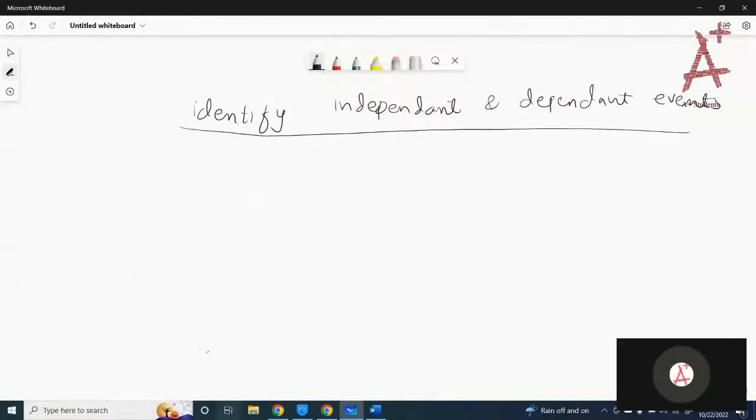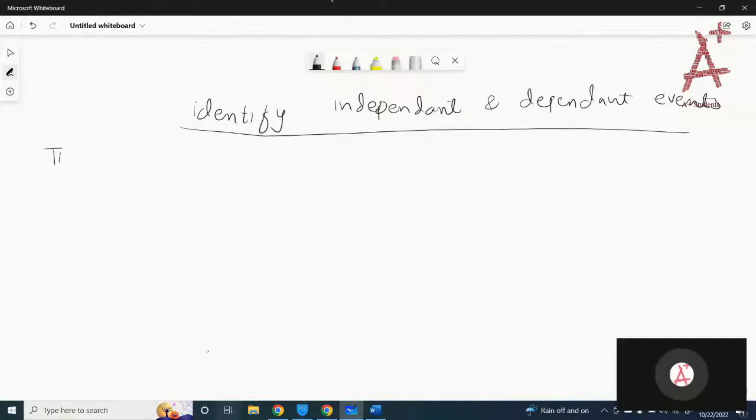Okay, let's start with the example. Please make sure you have your notebook and pencil so that you can note down important points. So let's start with identify dependent and independent events. The first thing you need to see is what are dependent and independent events. Please note down the definitions.